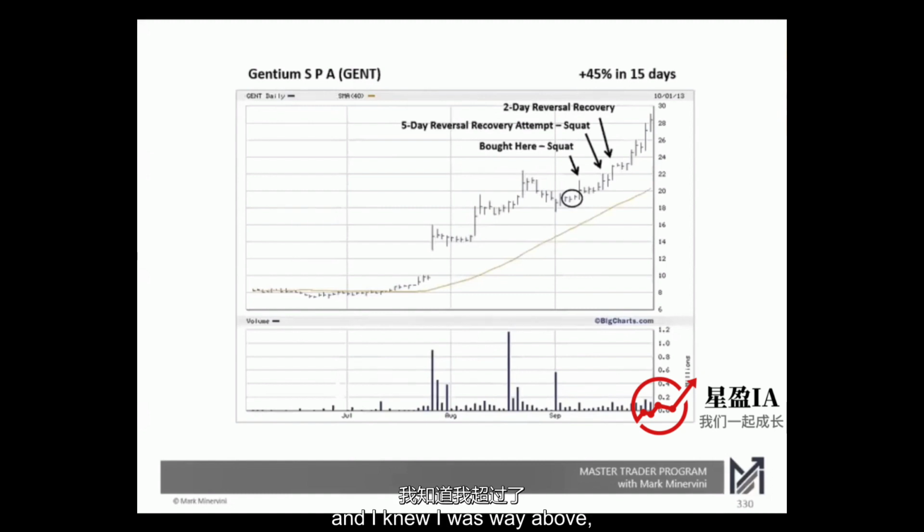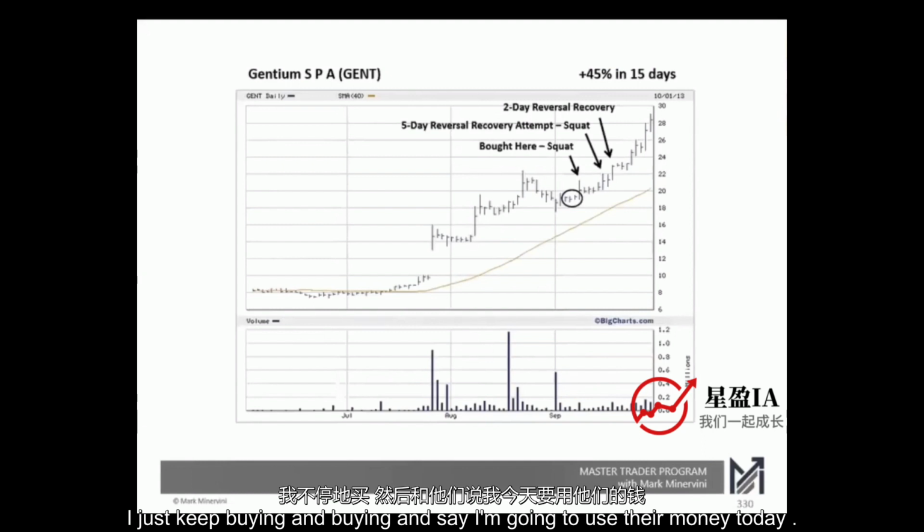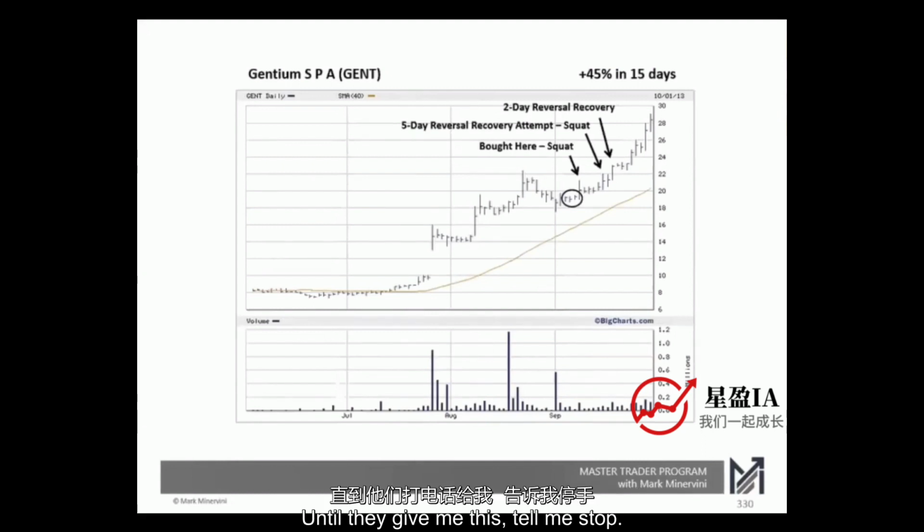And I knew I was way above. I just kept buying and buying and said, I'm going to use their money today until they give me a call and tell me to stop. Anyway, let's see here. It's totally different now. Everything's tracked to the millisecond.